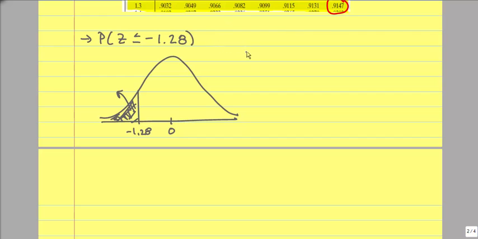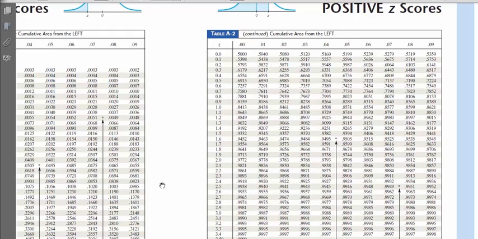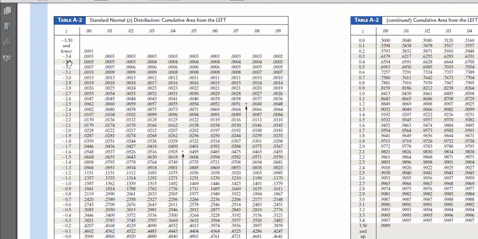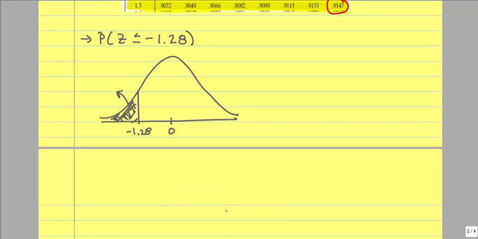So on my tables, what I can do is look up negative 1.28. Now that's going to be on the left-hand side under the negatives. So here's negative 1.2 would be this row right here. And then I'm going to go clear over to the 8. So negative 1.28 looks like 0.1003, this value right here. Okay, and that would be my solution, 0.1083.